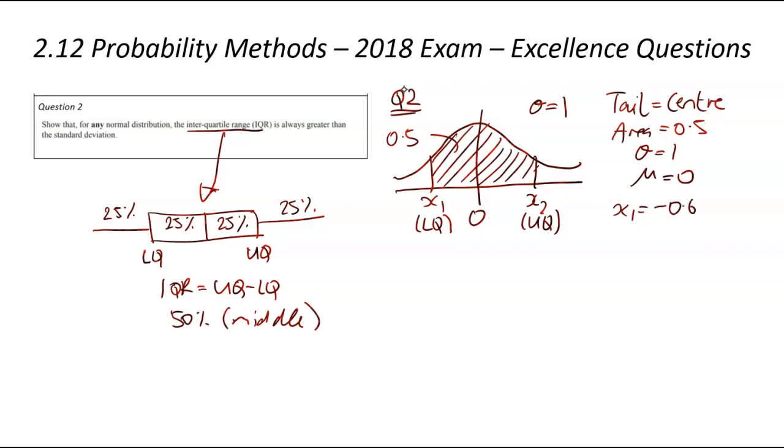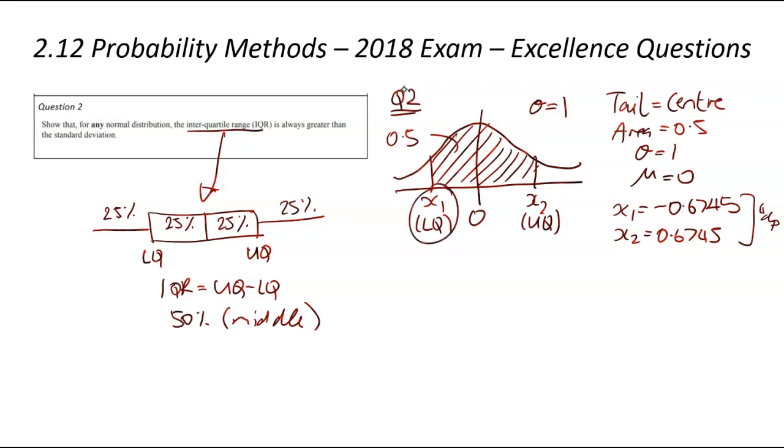negative 0.6745. And then the second value for x will be positive of the same number. And that makes sense because they're both 25% away from the mean, so they're the same distance away from the mean. So one should be positive, one should be negative. And I should note both of those had a 4dp rounding.